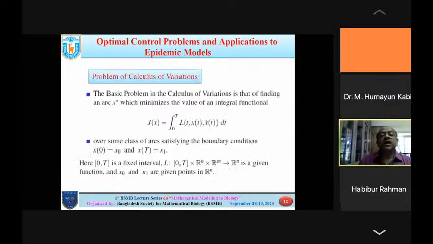The very basic background of the calculus of variations looks like this. You can see it is very familiar from our optimization problem. J is a functional, the integral, and L has three arguments: one is t, another is x, and another is x dot, where x dot is the time derivative. Our aim is to find an arc, that is, a solution curve x star, which minimizes or maximizes this type of integral. So this is the calculus of variations problem, and it is very familiar from our optimal control problem.